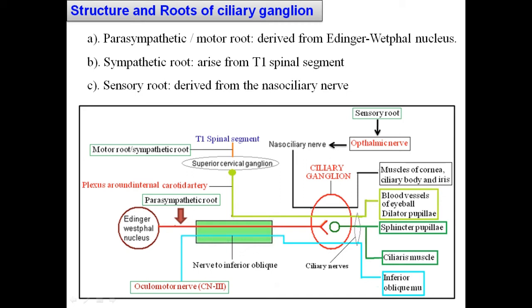So that means the intraocular muscles are supplied by the T1 spinal segment, the Edinger-Westphal nucleus and the nasociliary nerve, and a small contribution by the nerve to inferior oblique. The fibers synapse with the ciliary nerves that supply the intraocular muscles, and the other extraocular muscles are supplied by the three cranial nerves, the oculomotor nerve, abducens nerve and trochlear nerve.